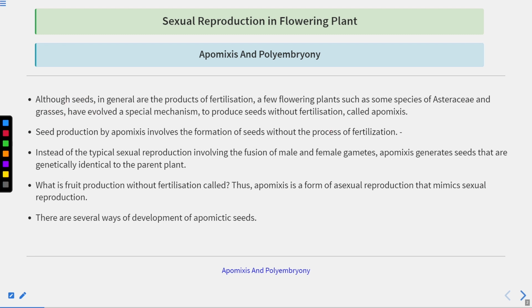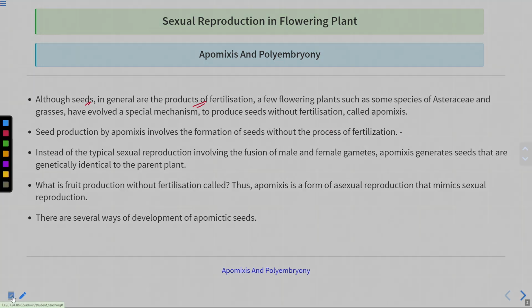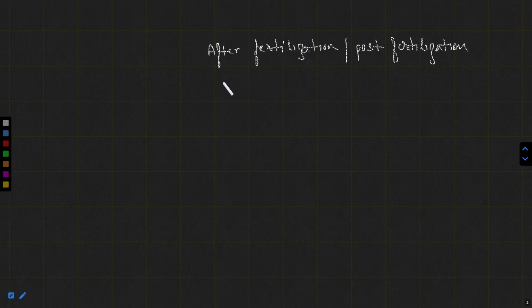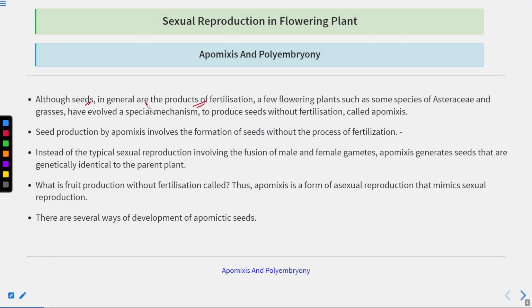So the seeds in general are the products of fertilization. Seeds and the fruits are the products of sexual reproduction, because fertilization takes place during sexual reproduction. And after fertilization, or post fertilization, what happens? Ovules develop into the seeds, and the ovary develops into the fruits. Okay, clear?